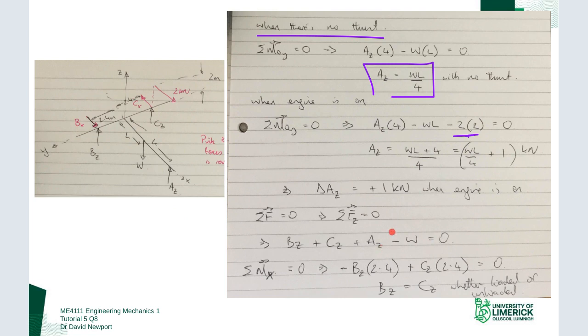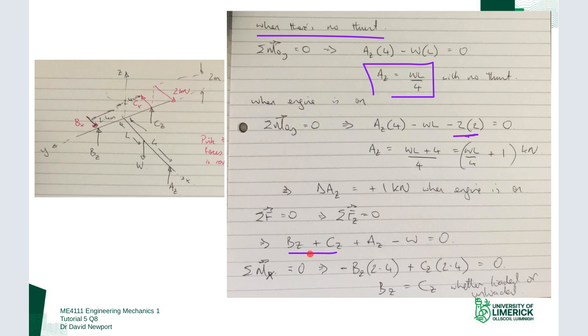And what I've had is that AZ has increased. So W is going to be constant. That's the weight of the aircraft, it isn't going to change. Therefore, BZ and CZ are going to decrease to compensate for that. And they're going to decrease by 1,000. Okay, because AZ went up by 1,000, nothing else can change. So I know they're going to decrease by 1,000.